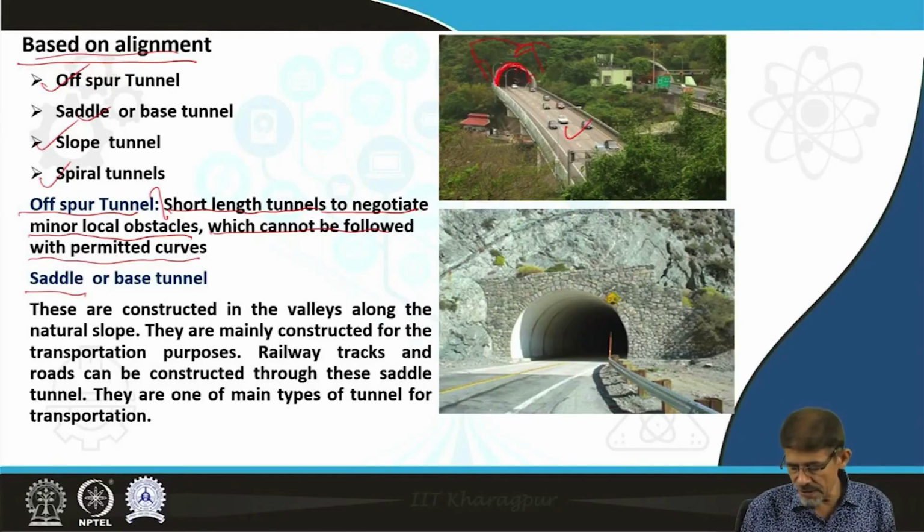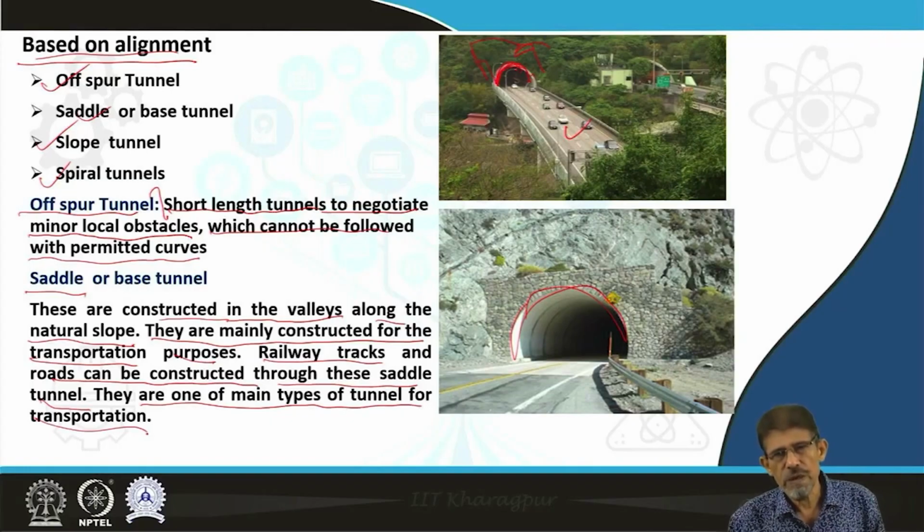Saddle tunnels, you can see here the view. These are constructed in the valley along the natural slope and they are mainly constructed for transportation purposes. Railway tracks and roads can be constructed through these saddle tunnels and they are one of the main types of tunnel utilized for transportation. You can see this type of tunnel is going to follow the natural slope.